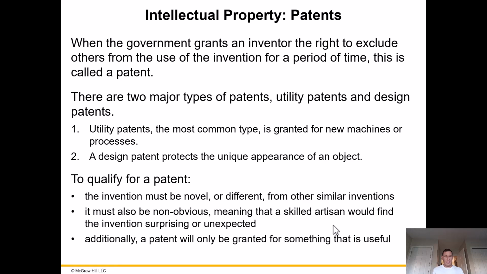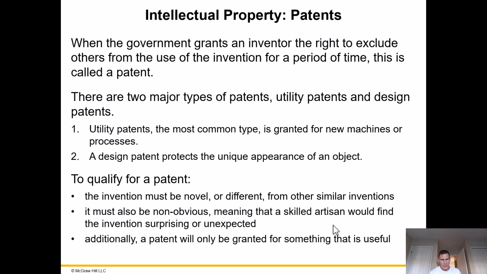So let's talk a little bit about patents. When the government grants an inventor the right to exclude others from the use of the invention for a period of time, this is called a patent. There are two major types of patents. The first is what we call utility patents, and the second is what we call design patents. Utility patents are the most common type, and are granted for new processes or machines. A design patent protects the unique appearance of an object. So think about how it's designed.